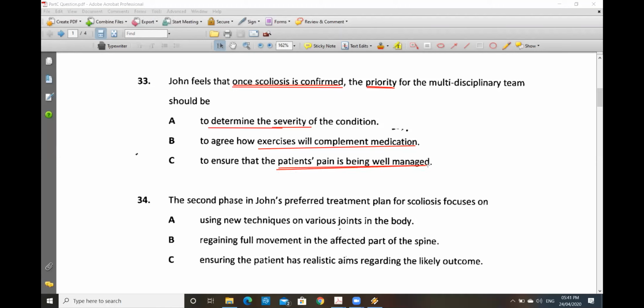So all three answer choices are different from each other. Here you are looking for how medication and exercises can complement each other. In the first option, you are looking at deciding or basing the treatment plan depending on how severe the condition is, or managing the patient's pain. What is the priority for us? And the next question, the second phase in Jones's preferred treatment. So when they start talking about the second phase, then I would come to this part of the conversation. What is the focus of the second phase?